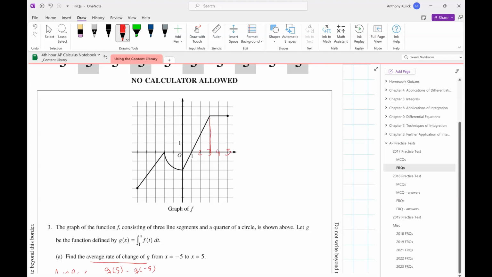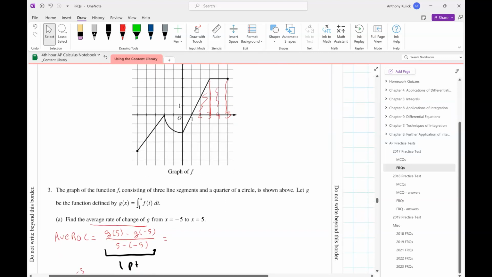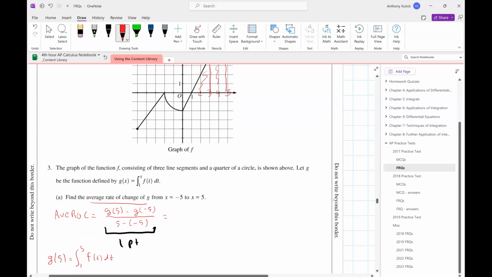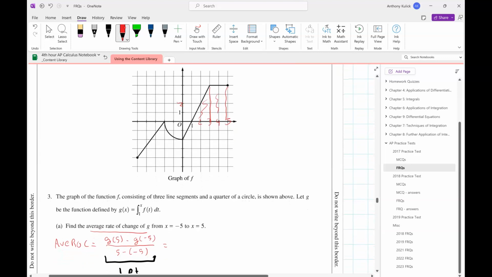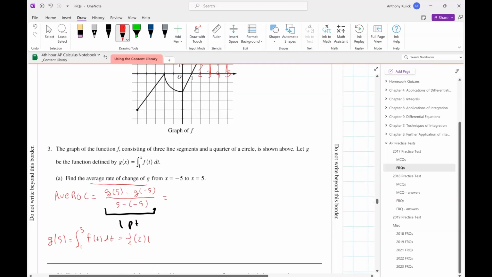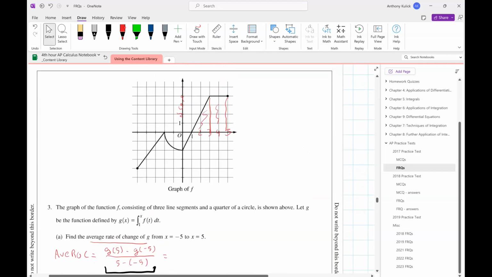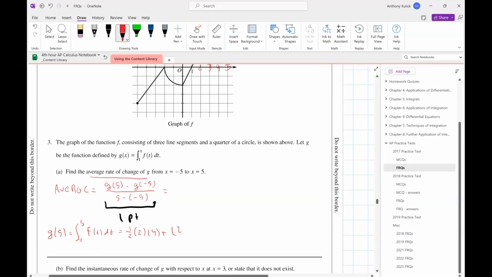So if I do that, it looks like this divides into a triangle and a rectangle, right? So the triangle is 1/2 base times height. The base is 2 and the height is, I didn't number those, 2, 3, 4. And then the rectangle is base times height, so that's 2 times 4. So that's going to be 12. That would have been 1 point.